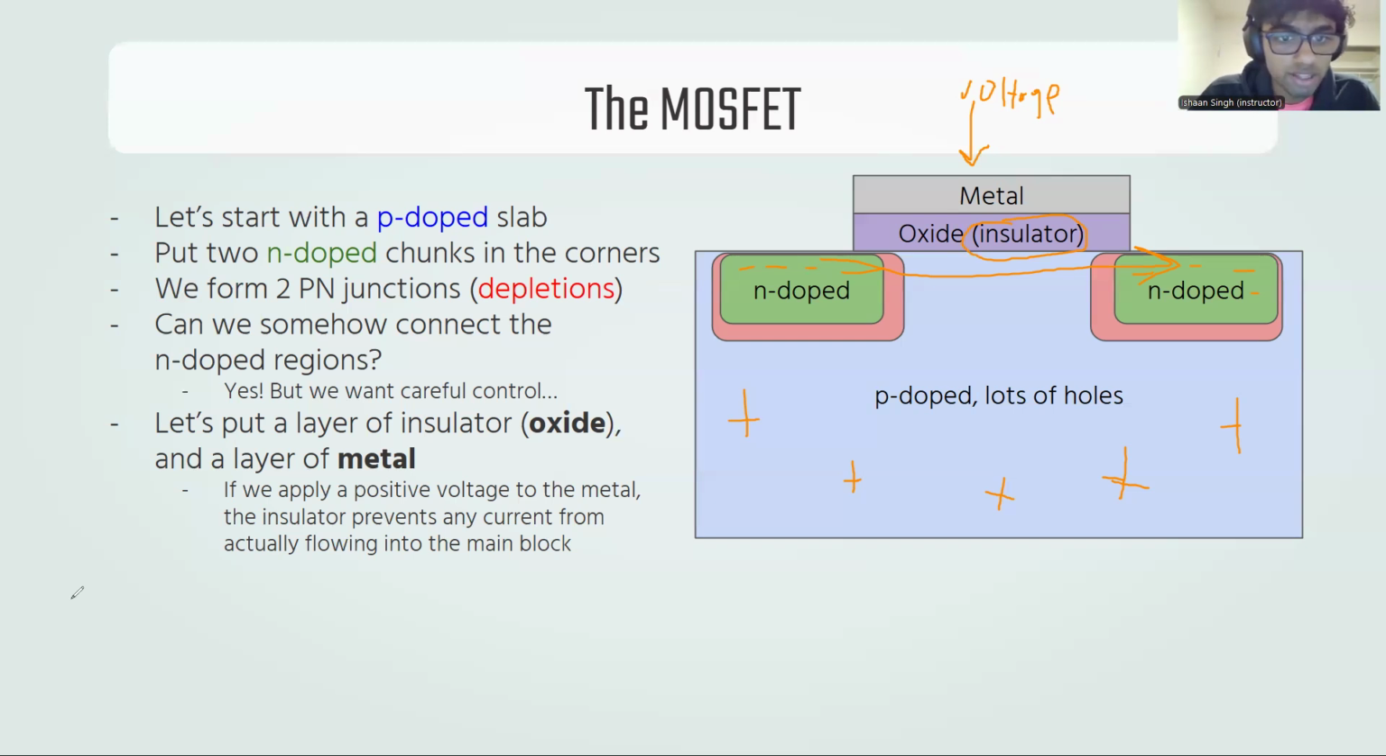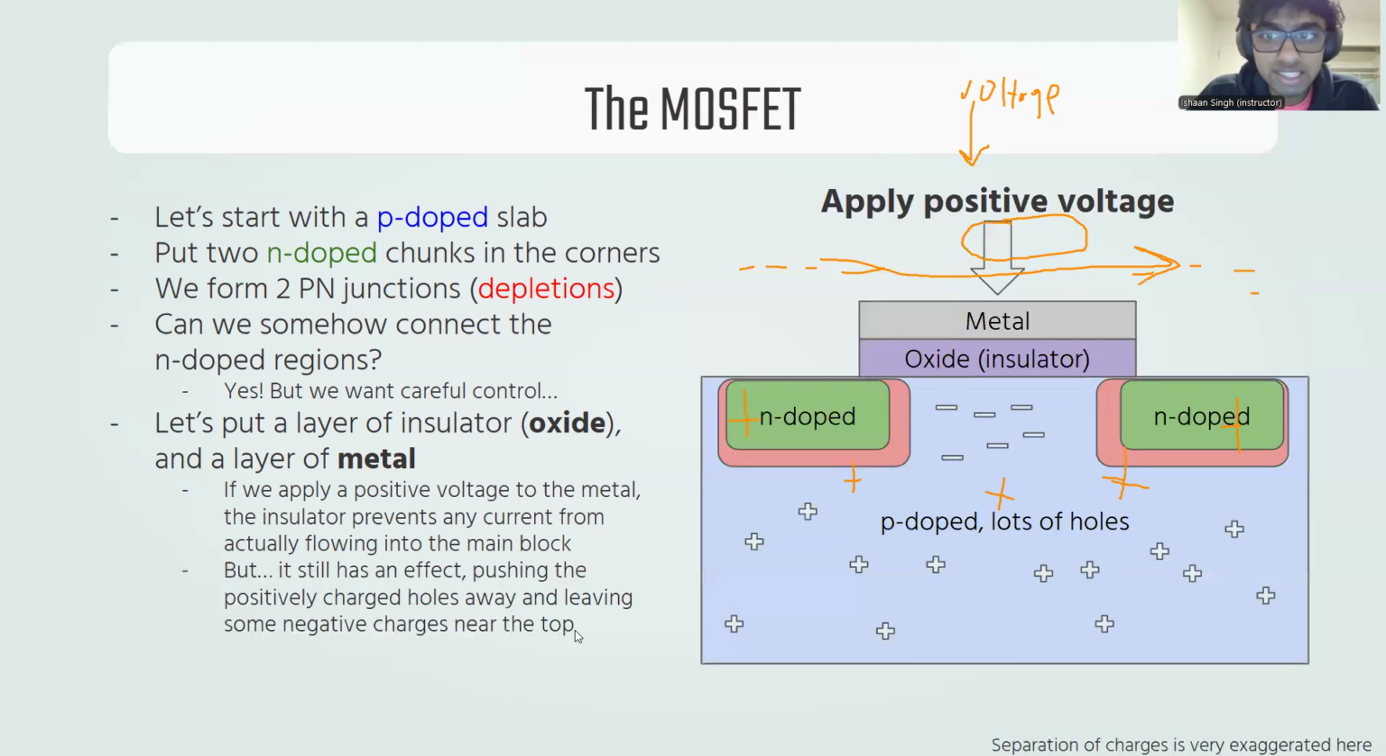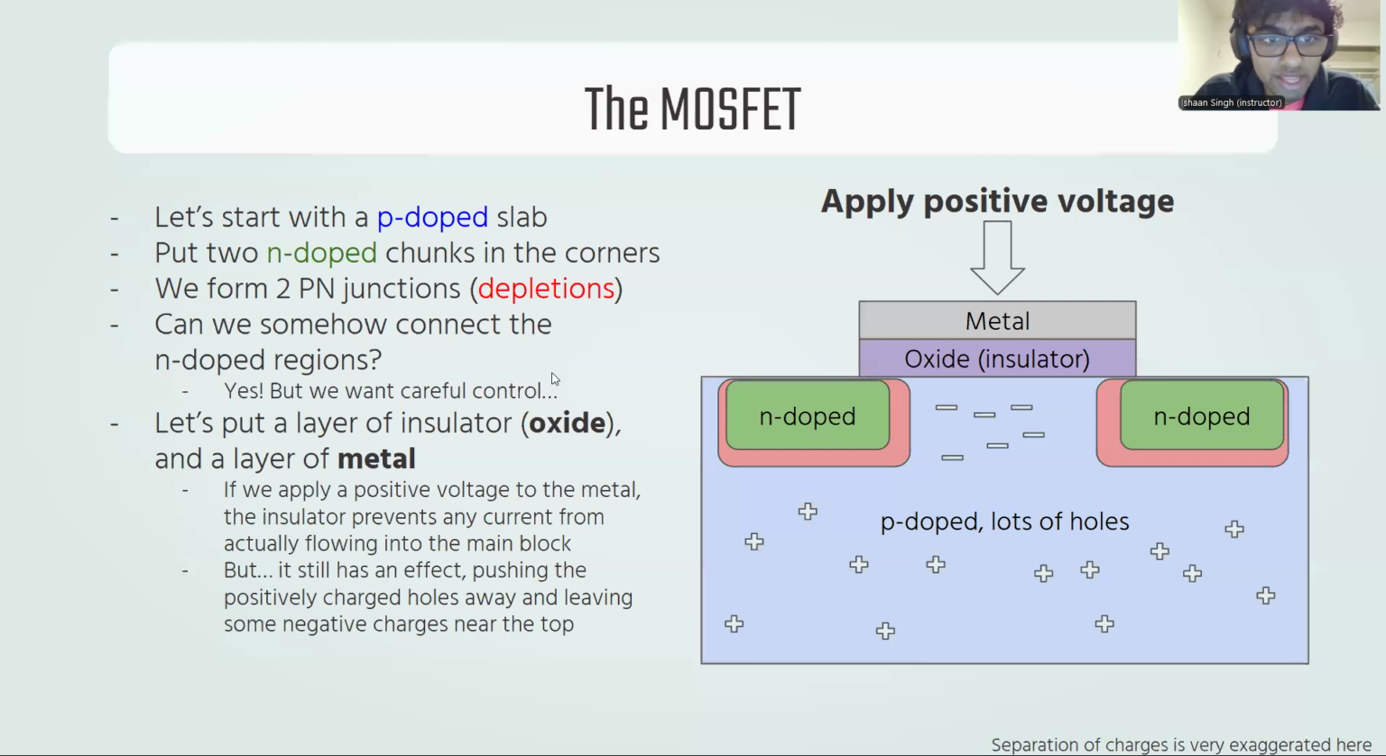If we apply a positive voltage to the metal, the insulator blocks any current, okay? But it still has an effect. These drawings are garbage now. It still has an effect, okay? That voltage that we apply to the metal is still felt by the p-doped material, okay? And that positive voltage is going to push the positive charges to the bottom of the p-doped material, and it's going to leave behind some minus charges at the top, okay?